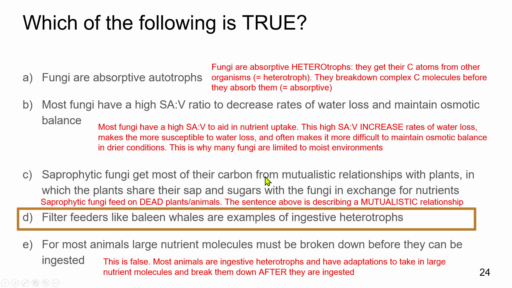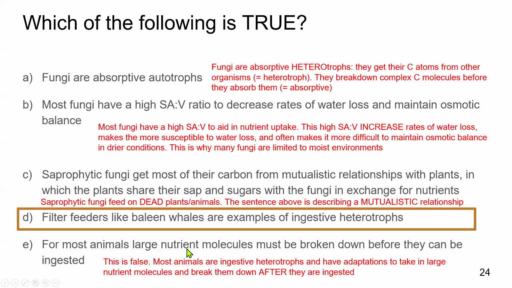Saprophytic fungi get most of their carbon from a mutualistic relationship. Nope, saprophytic fungi feed on dead plants or animals. So this is describing mycorrhizal fungi, not saprophytic fungi. Baleen whales are examples of ingestive heterotrophs. That is true. And for most animals, large nutrient molecules must be broken down before they can be ingested. So this is not true.